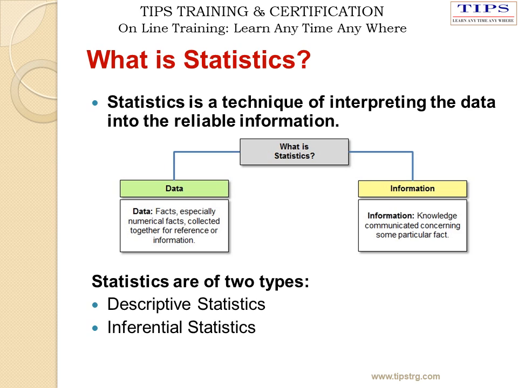What is exactly statistics? It is a technique of interpreting the data into reliable information. It consists of data, that is facts, especially the numerical values collected together for inference and information. Second, the information. It is knowledge communicated concerning particular facts. Mainly, statistics is divided into two types: descriptive statistics and inferential statistics.